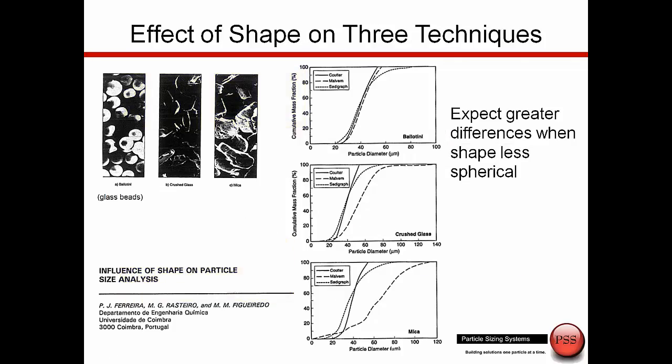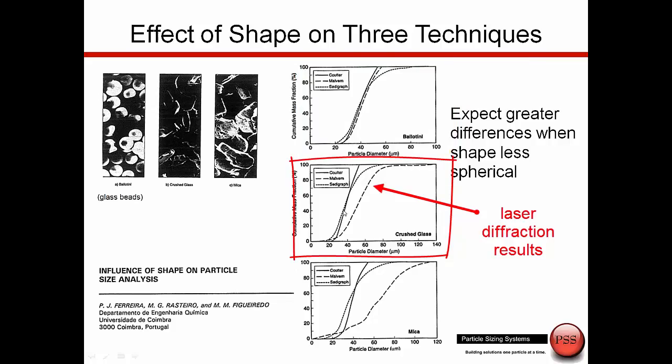Now, if we start comparing different results, these results will vary sometimes depending on the effect of shape. This is a study I found where 3 samples were taken. This happens to be glass beads, crushed glass, and mica. And it was run on 3 techniques: a Coulter counter, a laser diffraction analyzer, and a technique based on sedimentation. And for the glass beads, you'll see the 3 results are fairly similar. But then the crushed glass, which is more irregular, you'll start seeing some deviations.